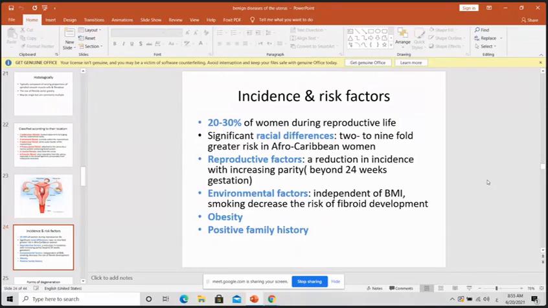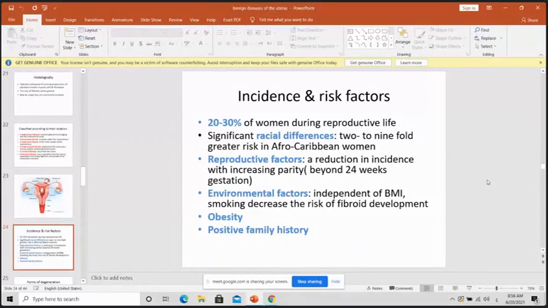زين إذا السموكينج is a protective شلون ليش؟ يعني بشكل عام السموكينج يؤدي إلى reduction of ovarian function. Okay? فيؤدي إلى low estrogen hormone or level in the circulation. لذلك يعني من خلال هذا الميكانيزم ممكن يؤدي إلى reduction in adenomyosis as well as fibroid development. And both of these conditions are related to the cyclical hormonal changes.